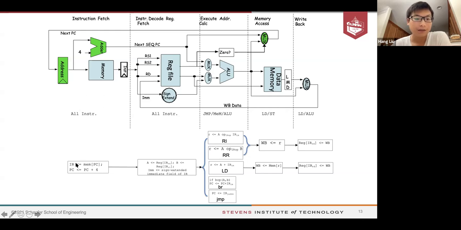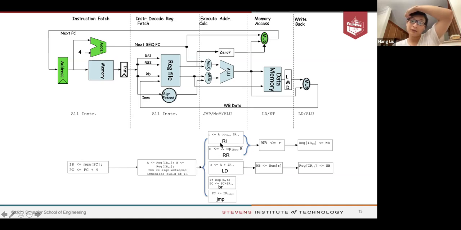So the first one is you get the instruction from the memory, and then the PC+4, all instructions do that. And then for the instruction decoding, you basically read some values from the source register and destination register. And then you put it into the pipeline register A and B, and you do sign extend it, okay?